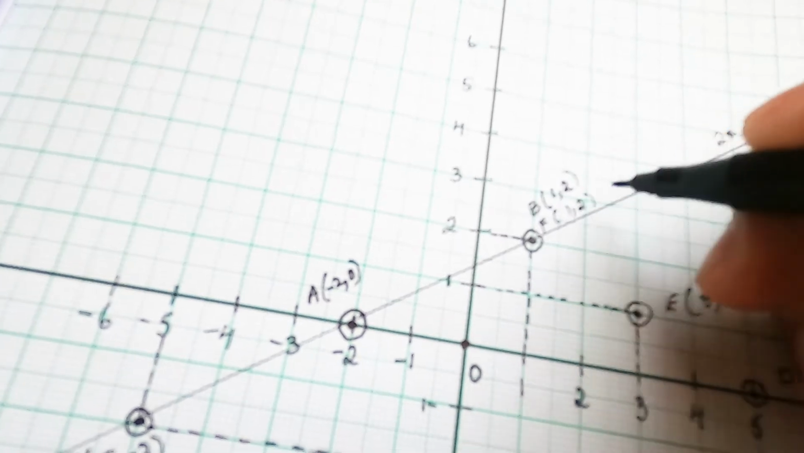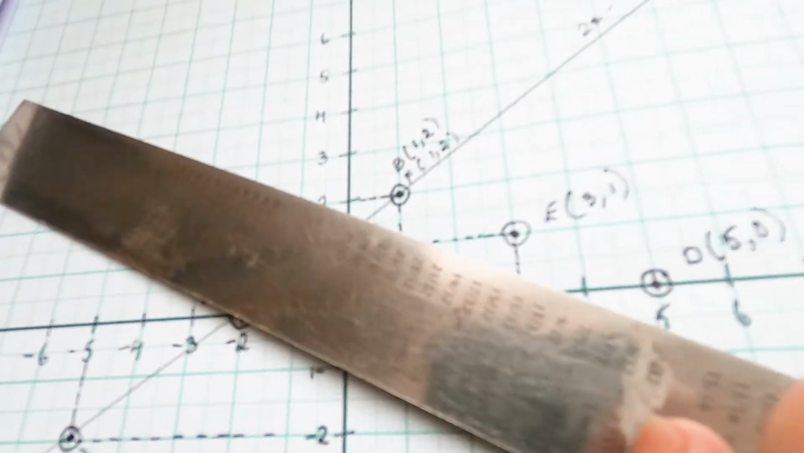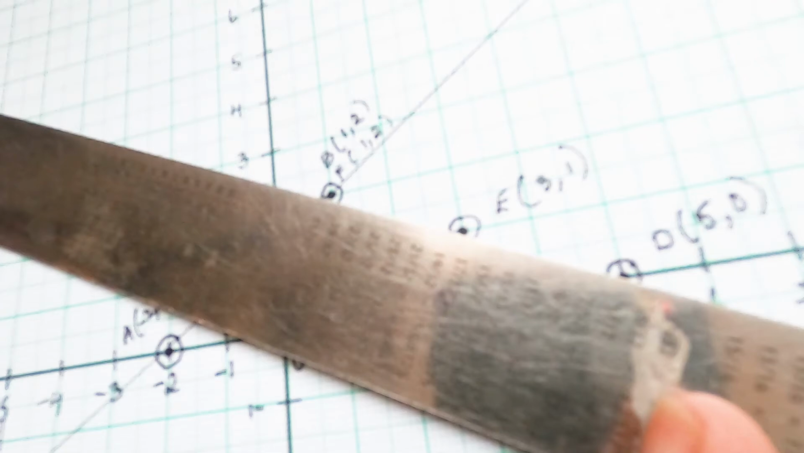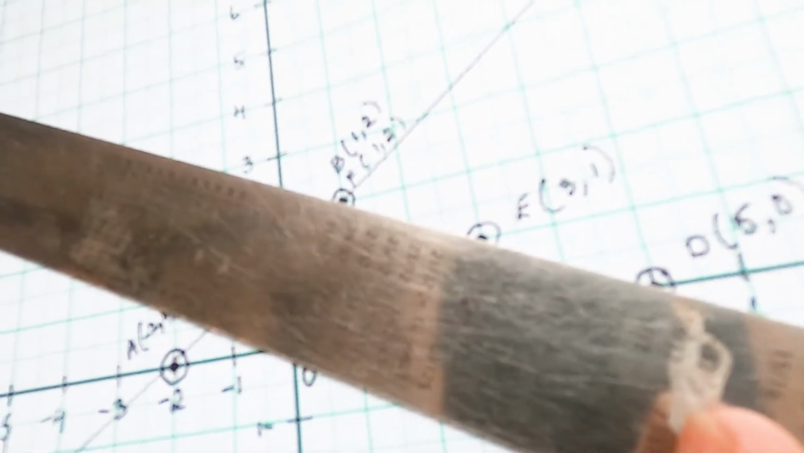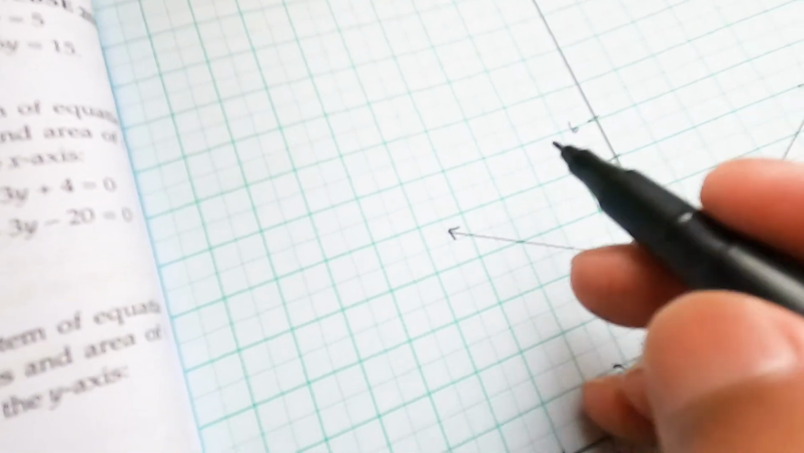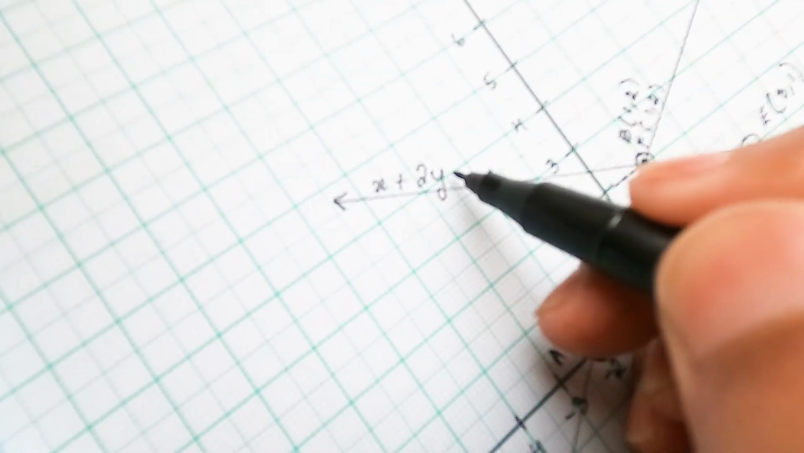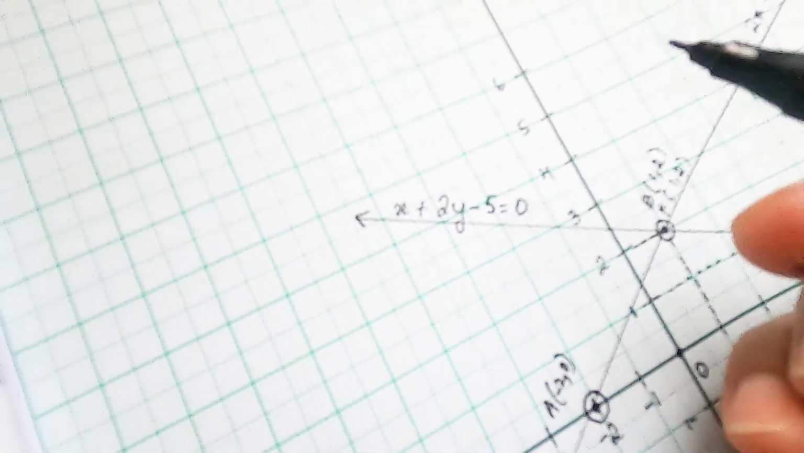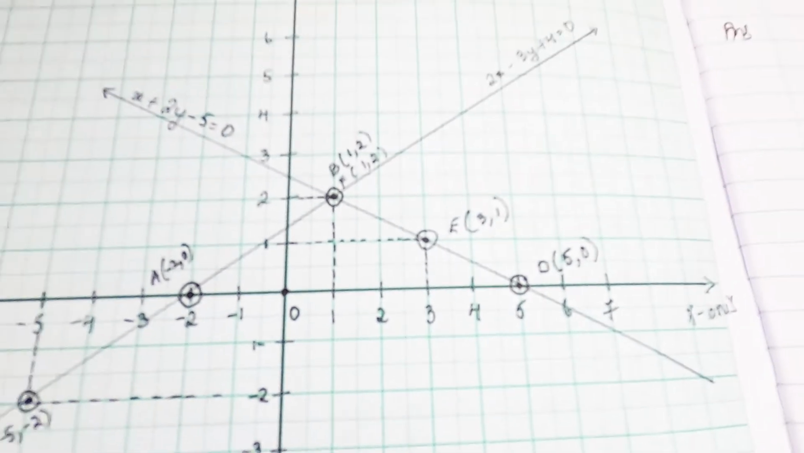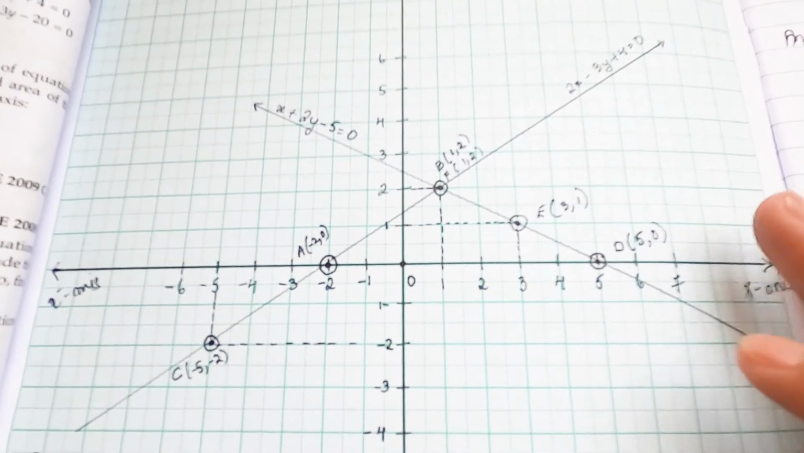So you name this as F, (1, 2). Alright, so same thing as usual, we will join the 3 points and make sure that it is a straight line. Alright, so in this case we are getting a straight line, and the name of this equation will be x plus 2y minus 5 is equal to 0. Alright, so in this case we have drawn the graph.